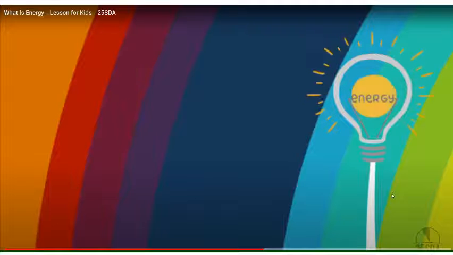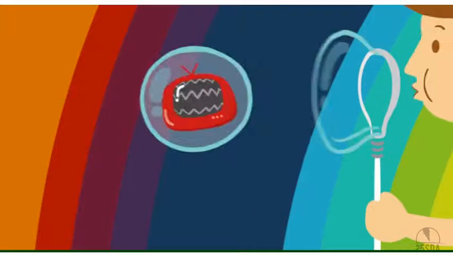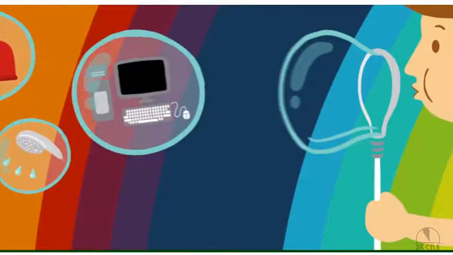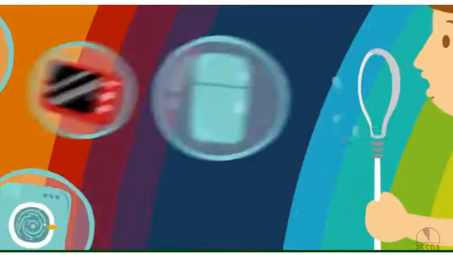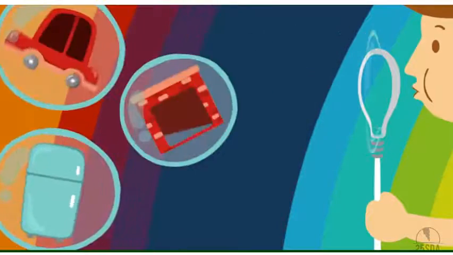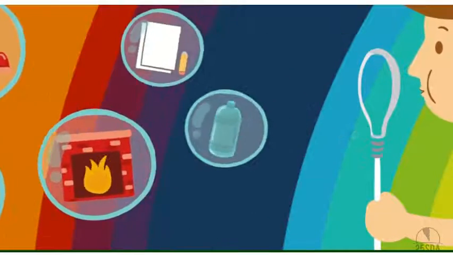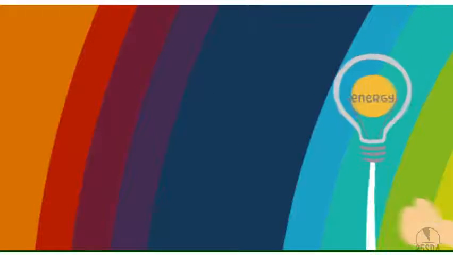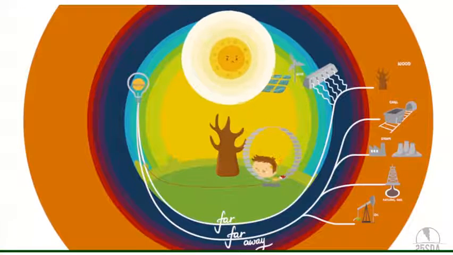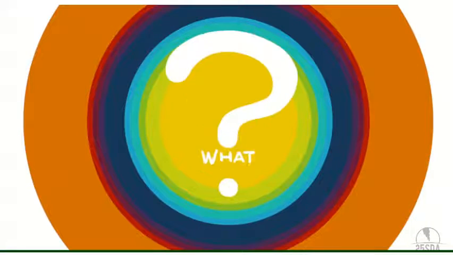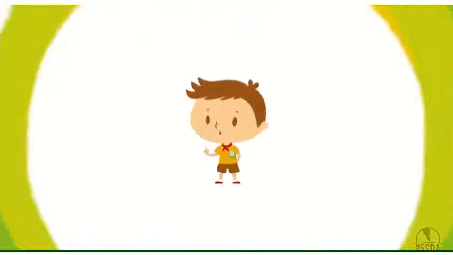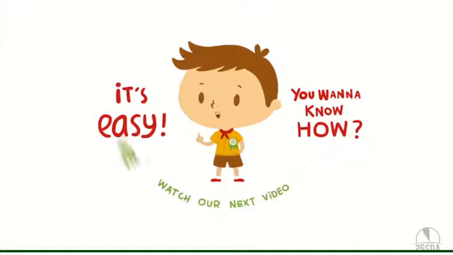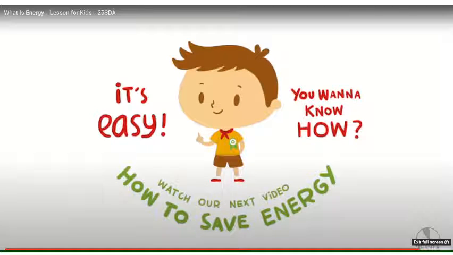Wait, what is energy good for? Television, air conditioning, video games, toasters, showers, computers, washing machines, microwaves, fridges, cars, fireplaces, making paper, and plastic bottles. Well, it's too bad that some people use way too much energy. Do you know that we could run out? Yep, the power could go out. Oops! So what can we do? Actually, there's so much you can do, and it's easy. You want to know how? Watch our other video, how to save energy.